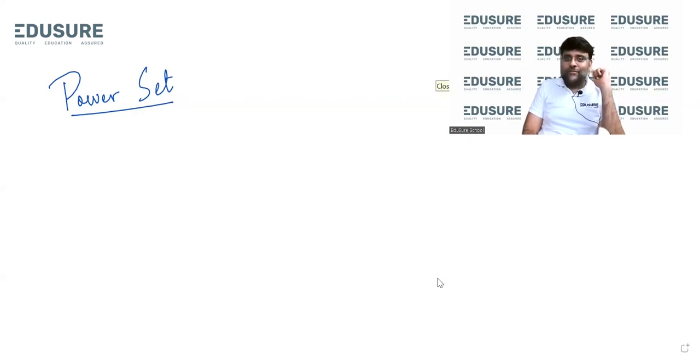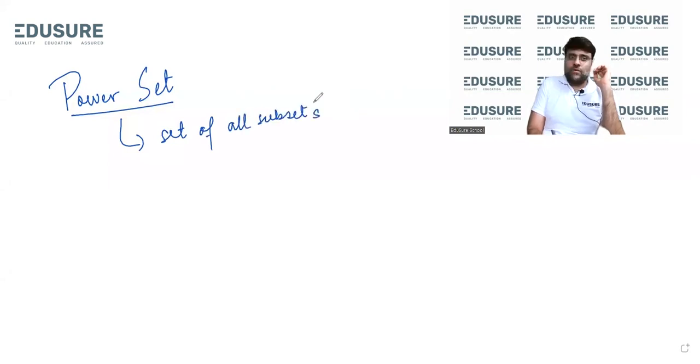That's correct, Abhinav. What about the others? Do you know what a power set is? This is something that we did in class 11. Right, Sunandan. So a power set is the set of all subsets. The power set of a set A is called the set of all subsets of A, right?